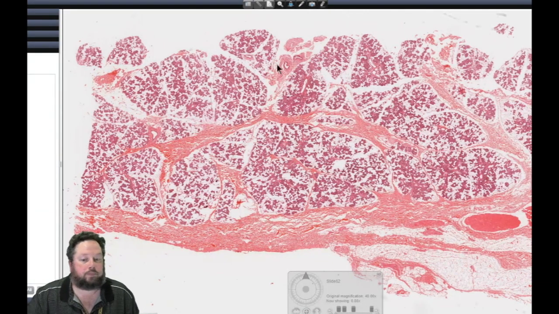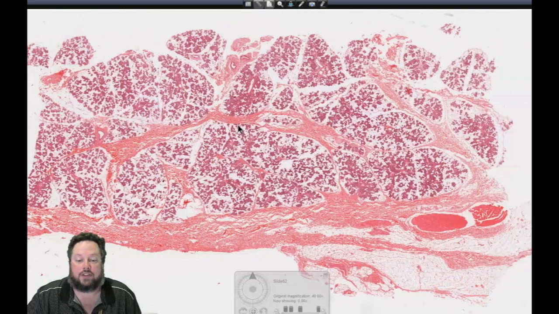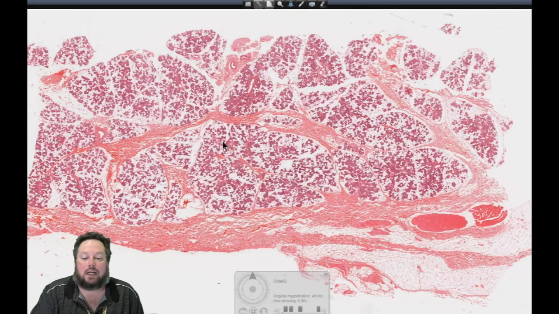Now the parotid salivary gland is an entirely serous gland, and it's responsible for the secretion of salivary amylase, which begins carbohydrate digestion in the oral cavity. I don't know if you've ever had something very starchy before.